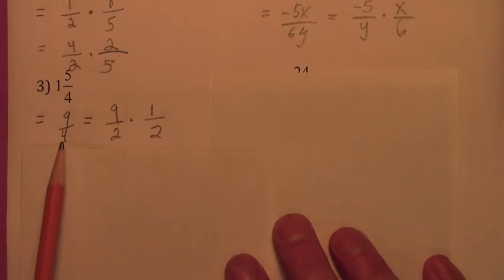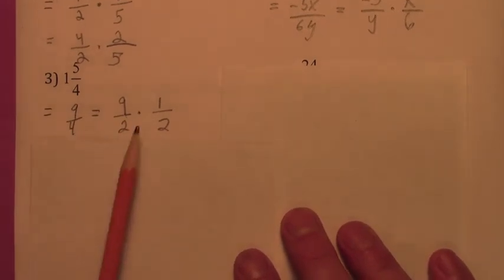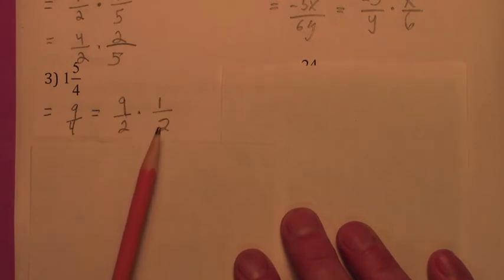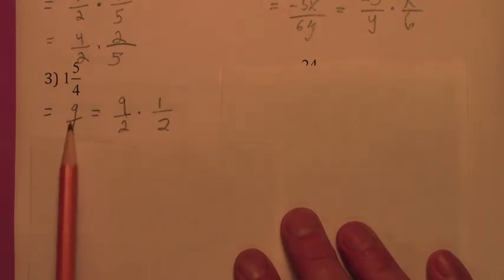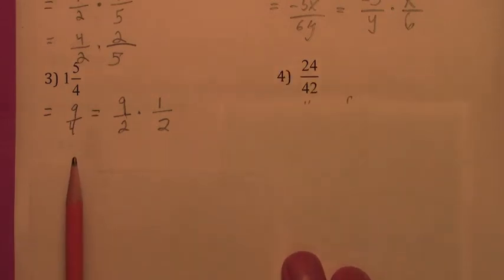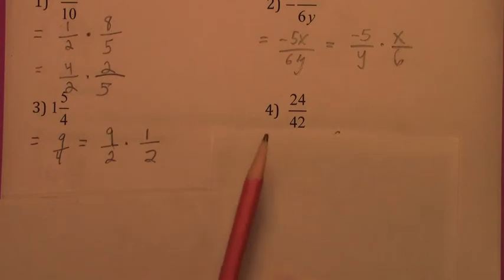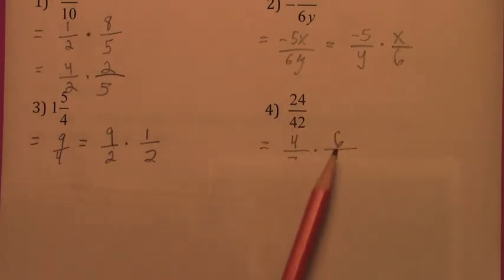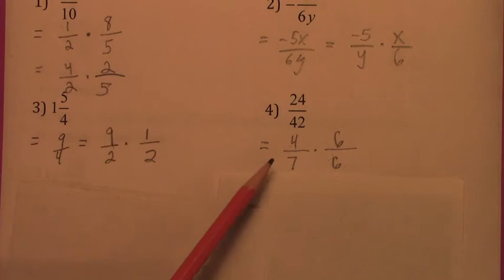you first write it as an improper fraction, right? And then here's one way, 9 over 2 times 1/2, right? As long as the product of the bottoms is 4 and the tops is 9, you're fine. This one, 24 over 42, well, any 2 fractions so that the numerators multiply together to give 24 and the bottoms multiply together to give 42, that would work. Now it turns out, so this one would be okay.